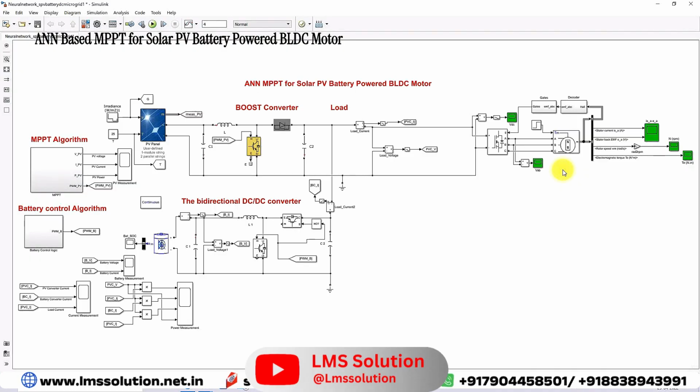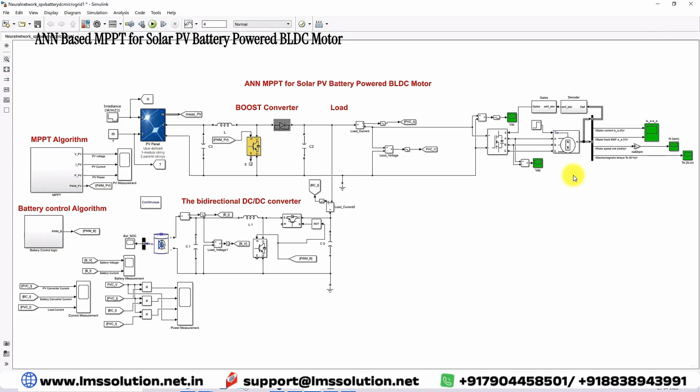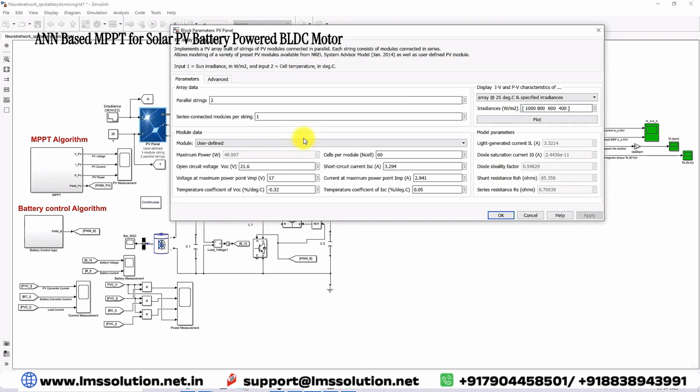So here we are going to drive this motor by means of a solar panel and battery. I'm going to choose a solar panel rated higher than the BLDC motor power. So I'm going to assume the power of this solar PV is equal to 100 watts. The voltage at maximum power point is 17 volt and the current at maximum power point is 2.941 amps, and I'm going to consider 2 parallel strings. The single panel power is 49 watts. We are using 2 panels, so total power is around 100 watts, and the voltage is 17.84 at standard condition.